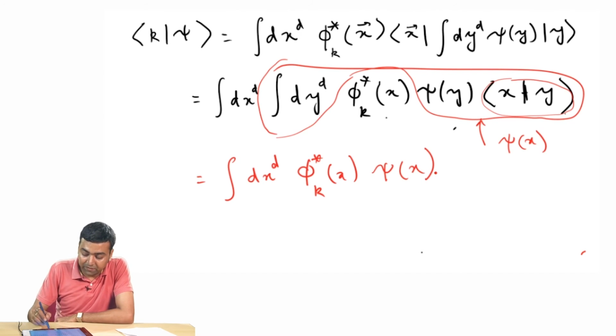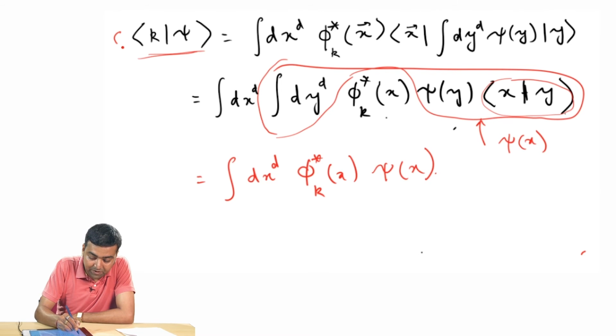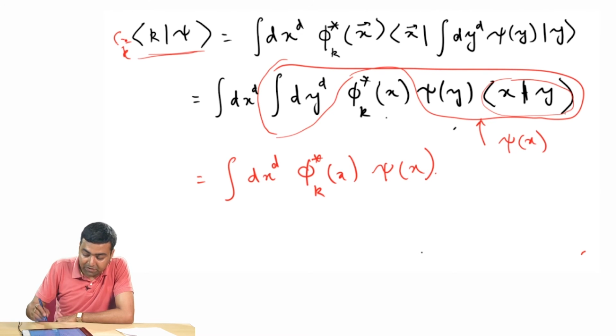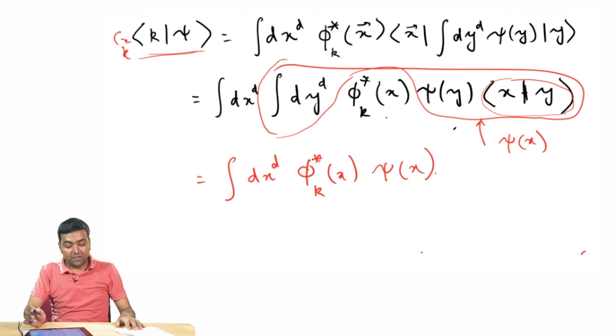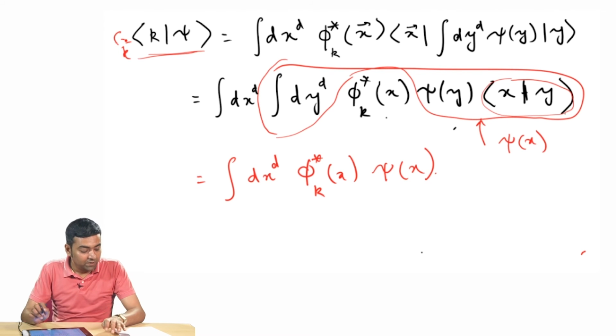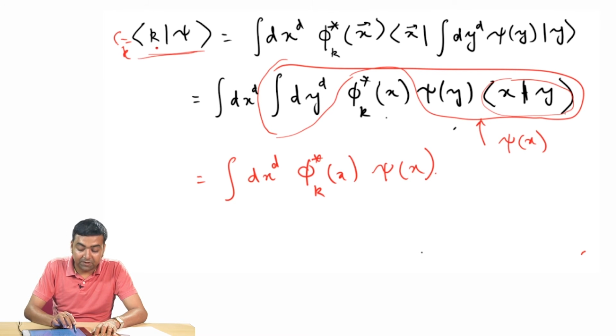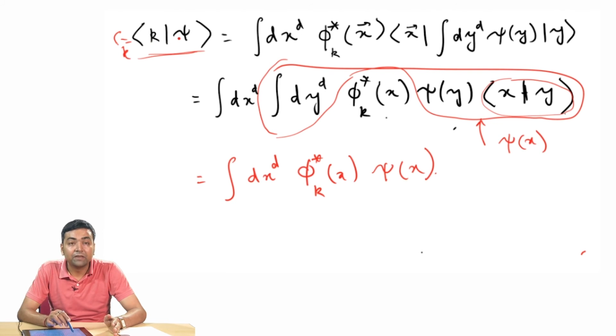So, this is what we can write. This thing, if you remember, was my C k. The C k I can write in this form in terms of the wave functions. So, this is nothing but the scalar product of the wave functions corresponding to the k vector and the psi vector.